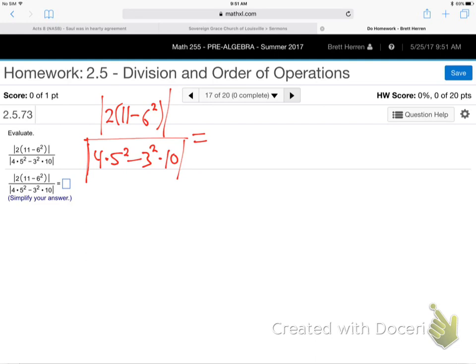How y'all doing? You getting it? What's the answer? Was it 5? Sounds like a couple people got 5. Yeah, it looks like 5 to me.